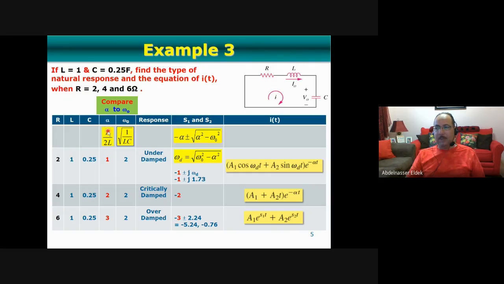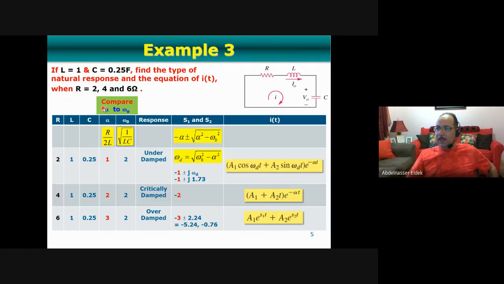We need to calculate alpha, R over 2L. So you see R is 2 divided by 2L, so it will be 1. R is 4 divided by 2L will be 2. R is 6, 6 divided by 2 will be 3. So this is alpha. And omega will be square root of 1 over LC. Here's L and C, you can calculate it, so it will be 2, 2, 2. Of course, it is not a function of R, that's why it doesn't change.